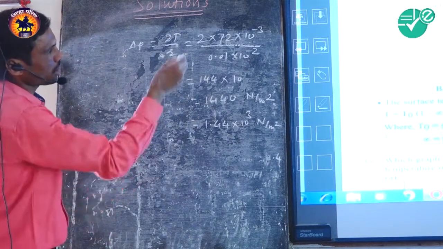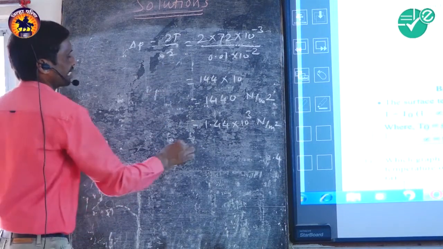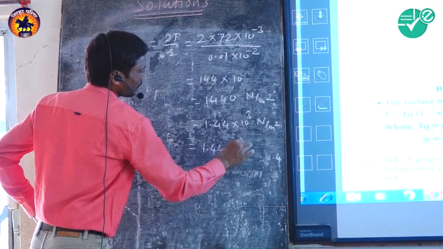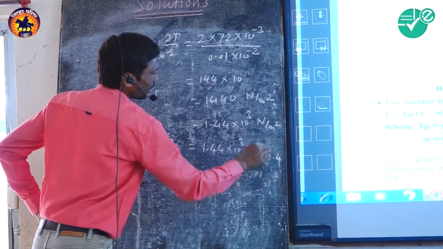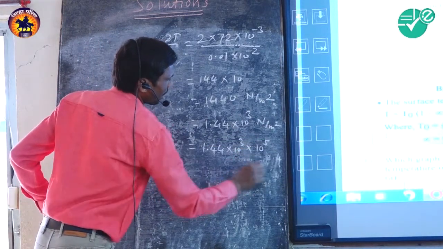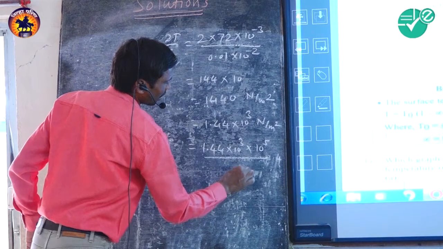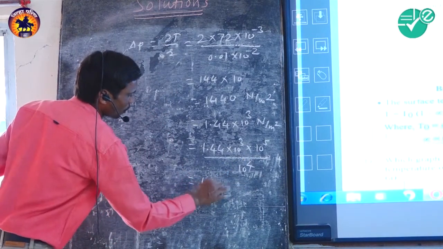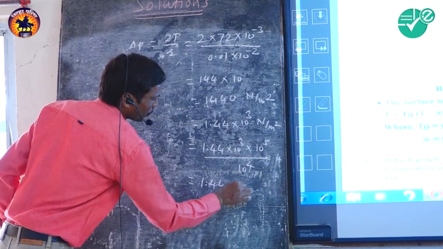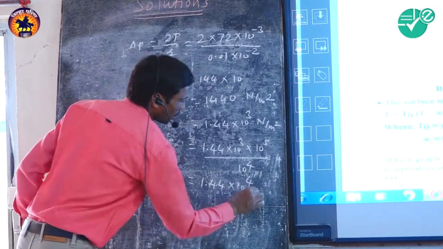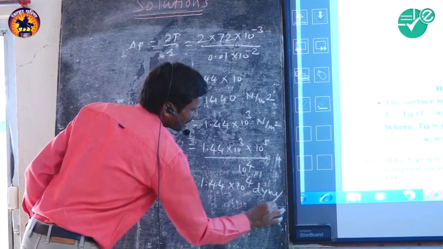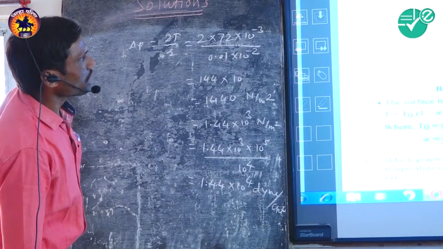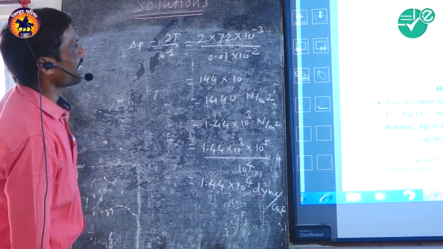So this option is not given here. So write in CGS unit. It is written as 1.44 into 10 raised to 3. Convert Newton into dyne, it is 10 raised to 5. And meter into centimeter, that is 10 raised to 2 squared, which means 10 raised to 4. So we get 1.44 into 10 raised to 4 dyne per centimeter square. It means option A1 is correct.